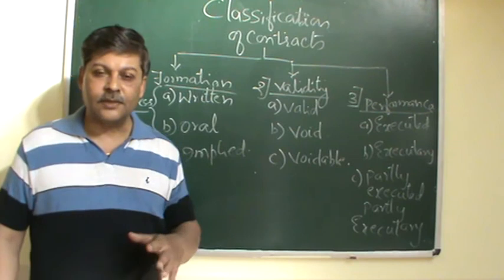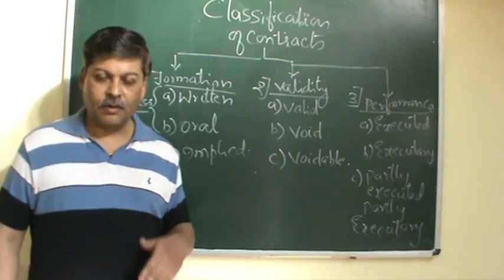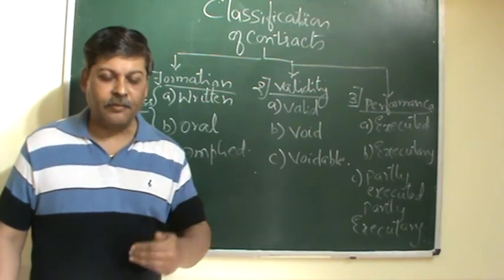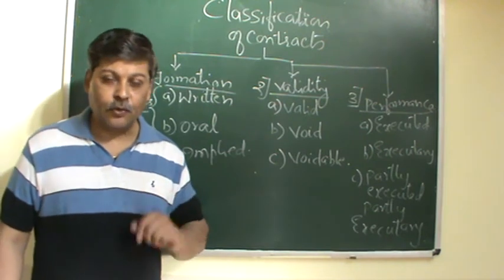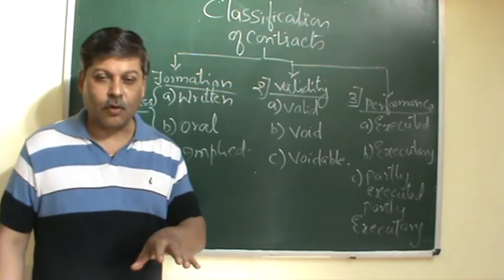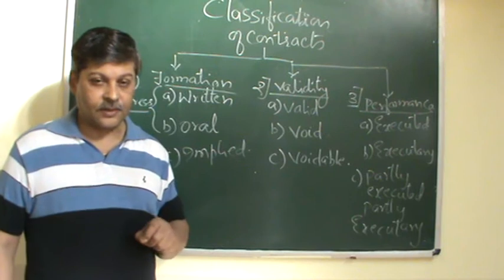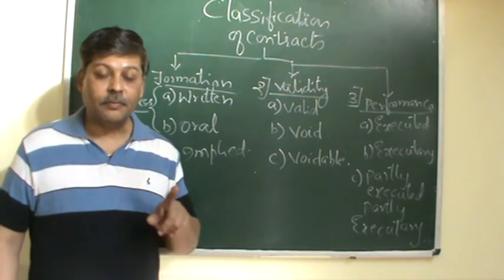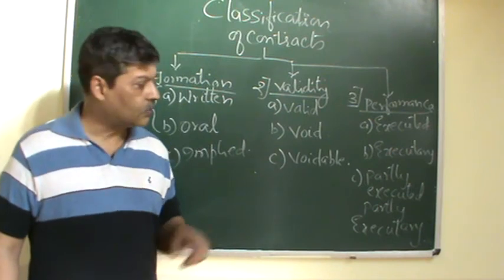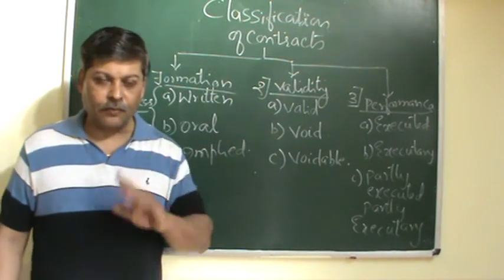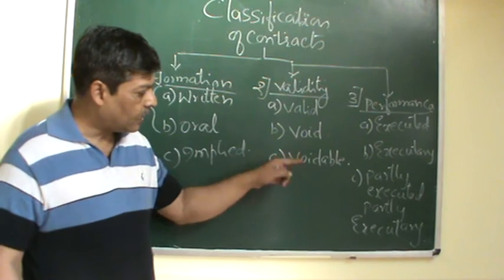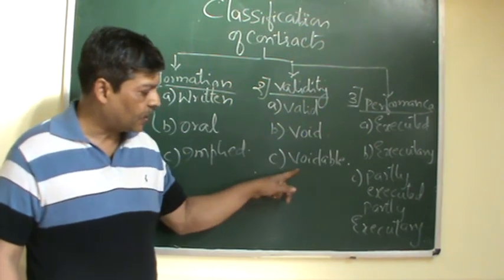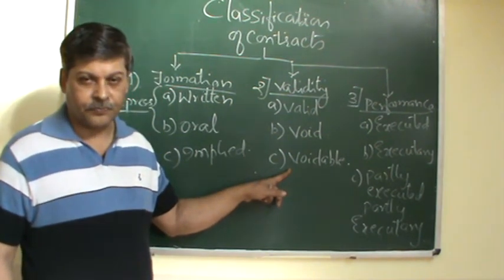So if the consent of a party is obtained by applying force or undue influence or by committing fraud, in these circumstances the consent is not said to be free and the contract becomes voidable. So this is an example of a voidable contract. In your examination you may get this particularly as a 2 marks question.